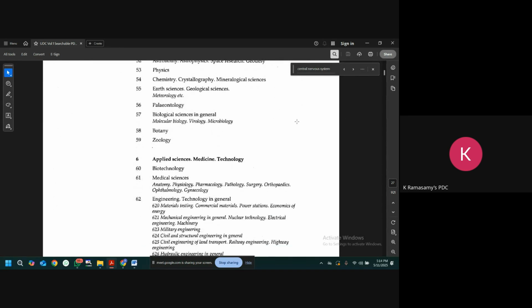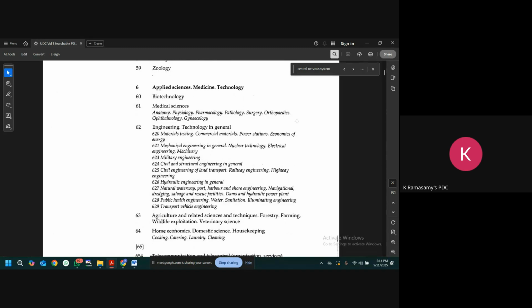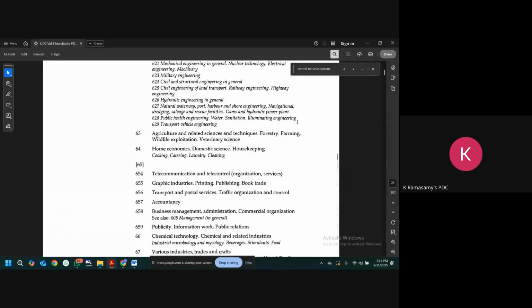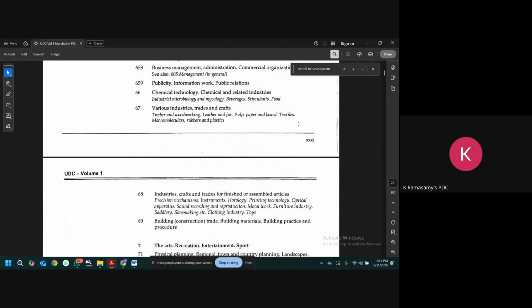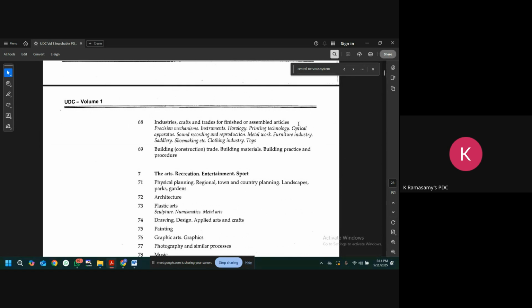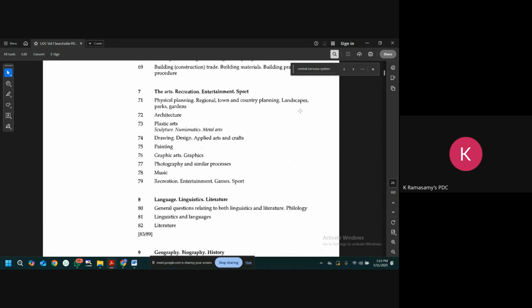And 6 stands for applied sciences, which includes biotechnology, medical sciences, engineering, agriculture, home economics, telecommunication, then accountancy, chemical technology, and building, all those things. Number 7 stands for arts, which includes architecture, drawing and painting, photography, music, and games. Then 8 stands for both language and literature.